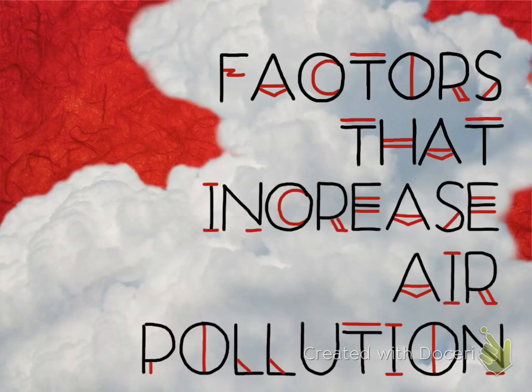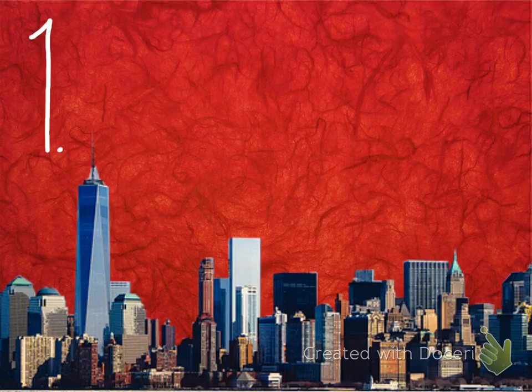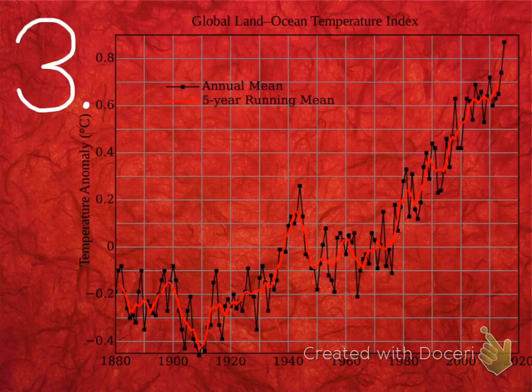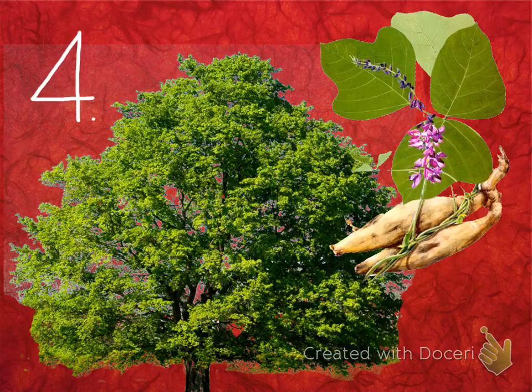Factors that increase air pollution: urban buildings, which slow wind and reduce dilution. Mountains and hills also do this. High temperatures, which promote chemical reactions. VOCs from certain trees like the oak tree, and vines like the kudzu.